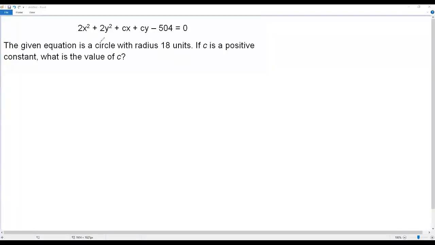Here we have a SAT math question. There is an equation given over here: 2x² + 2y² + cx + cy − 5/4 = 0. The given equation is a circle with radius 18 units. If c is a positive constant, what is the value of c?